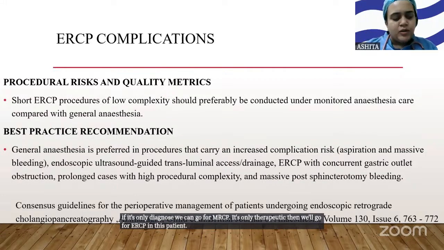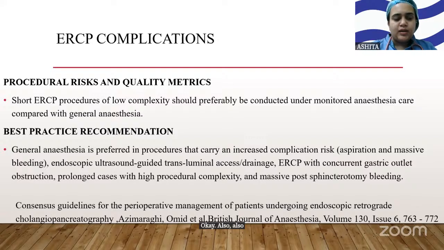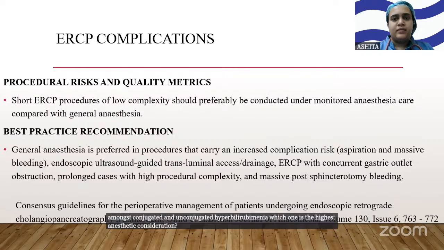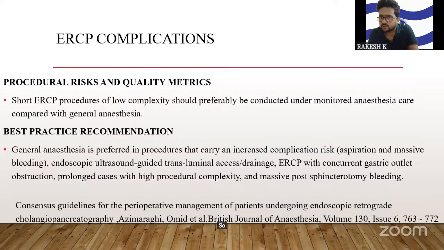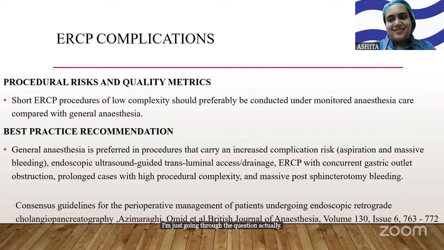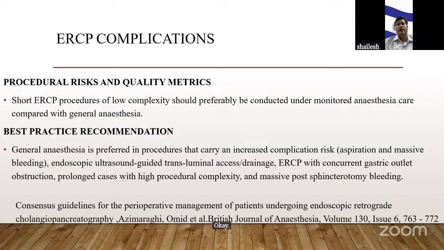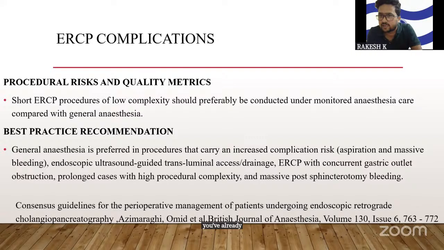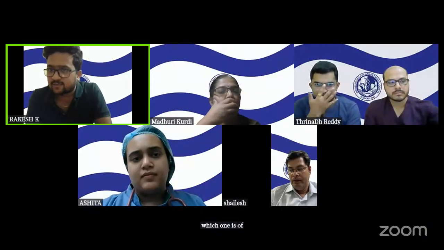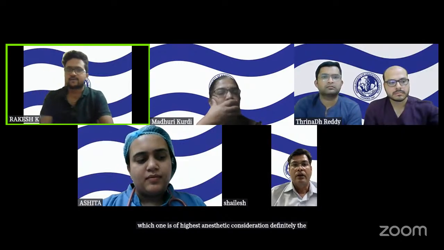Okay. So also, for any given total hyperbilirubinemia, amongst conjugated and unconjugated hyperbilirubinemia, which one is of the highest anesthetic consideration? I'll read it out again. For any given total hyperbilirubinemia, among conjugated and unconjugated hyperbilirubinemia, which one is of highest anesthetic consideration? Definitely the conjugated will be of highest consideration.